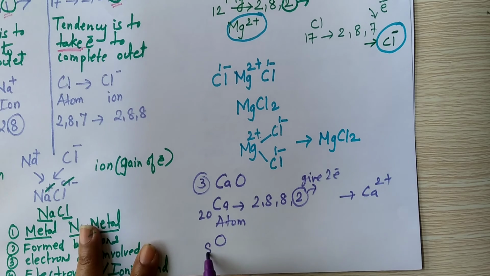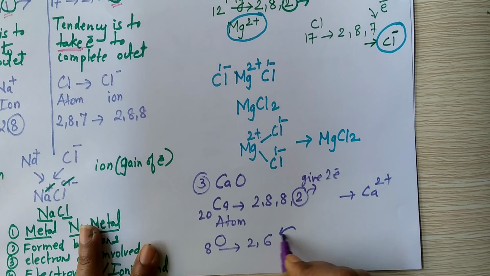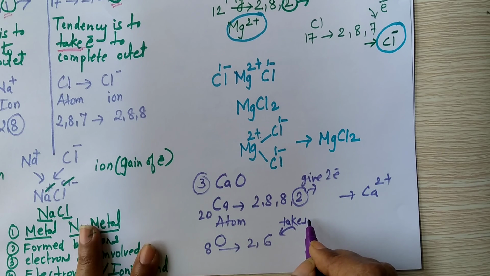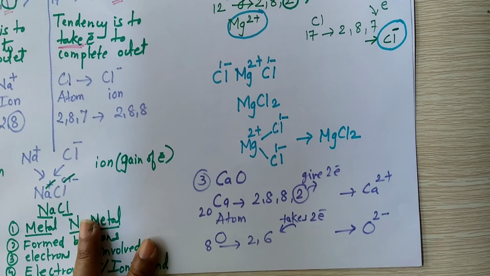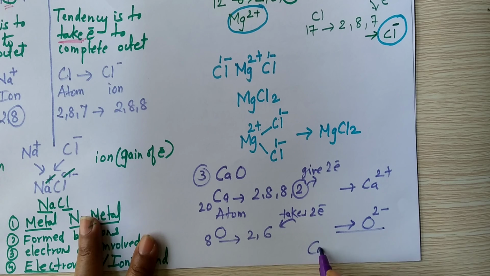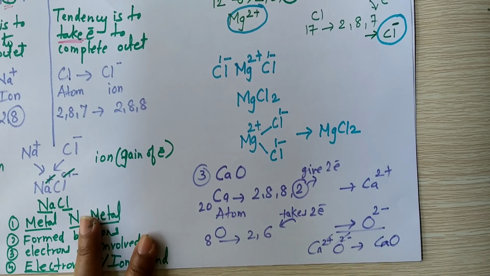Now oxygen is having atomic number 8. It has electronic configuration 2,6. Now it takes 2 electrons because it's non-metal. Its tendency is to take electron. When it takes 2 electrons, it becomes O2 minus. Now this Ca2 plus and O2 minus come together, plus 2 minus 2 gets cancelled and forms calcium oxide.